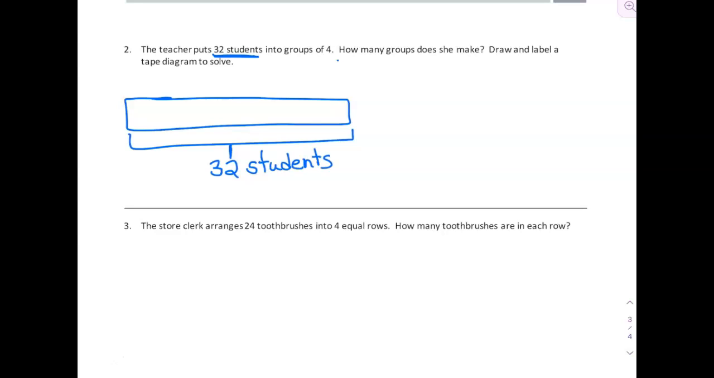The question is asking us how many groups does she make? So I'm thinking that I don't know the number of groups. That's what we're going to try to find out. The number of groups, and that's what they're calling it in the problem. So what we do know is that we have groups of 4. So we're making groups of 4 students.